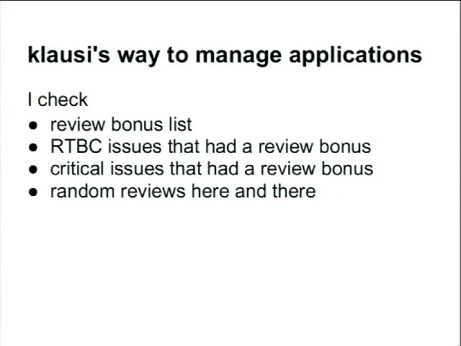So from my point of view, what do I do when I look at project applications? First, I check the review bonus list. I'll talk about the review bonus system a bit later. Then I check the RTBC issues because I'm a Git administrator. I can approve people, so I look at the RTBC issues. Then I walk down to the critical issues that didn't get a response in a long time. And then I do some random reviews here and there and look after the issue queue that it is in a good shape. Yeah, that's basically it.